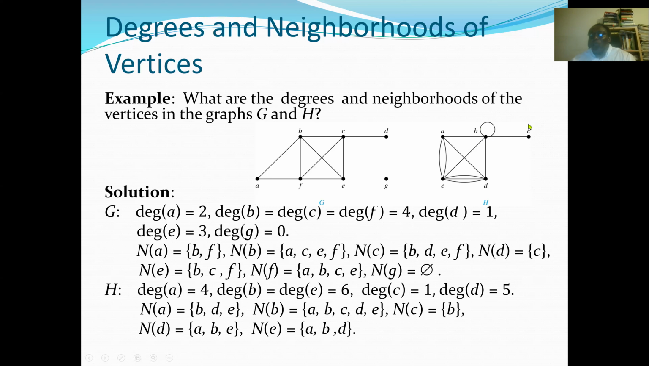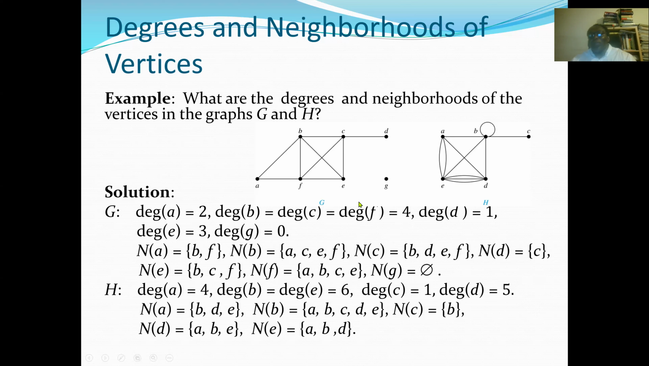Neighborhood of C will be only B connected. And then neighborhood of D, we get E, B, and A. So we get A, B, E. And neighborhood of E, we have D, A, and B. So neighborhood of E will be A, B, D.